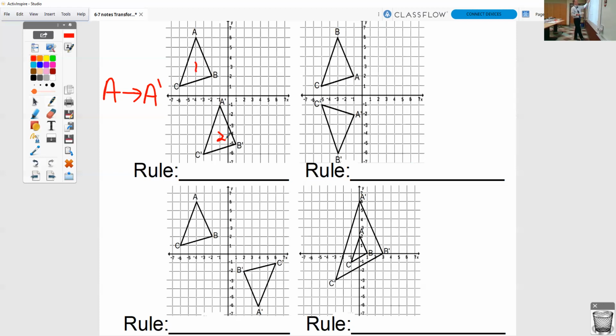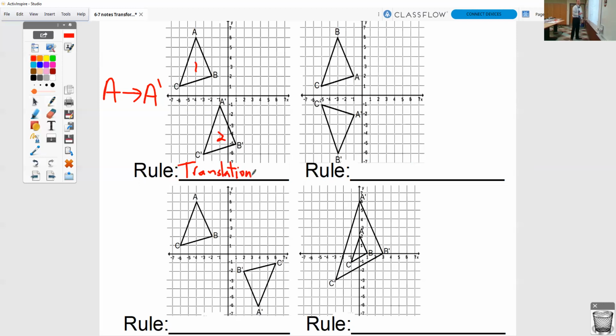Well, is the picture being turned? No, I can see that A, B, and C are all in the same place. Is it getting bigger or smaller? No, it's not. Is it a reflection? Is it that mirror opposite image? No, this one is actually a translation.